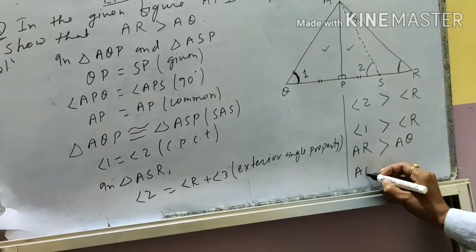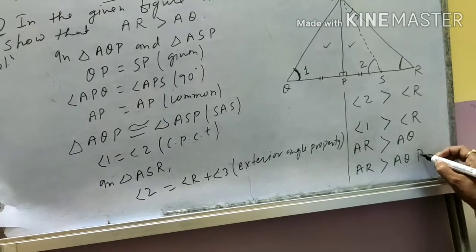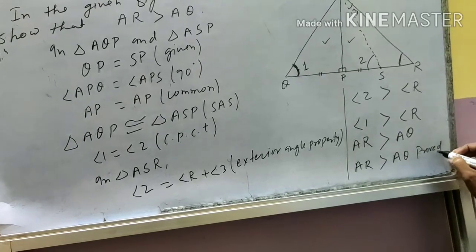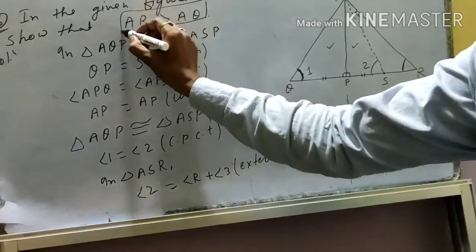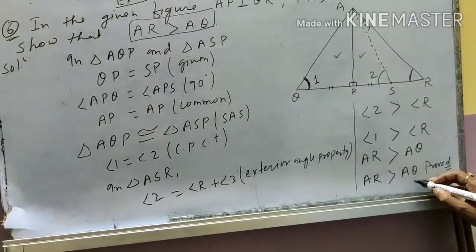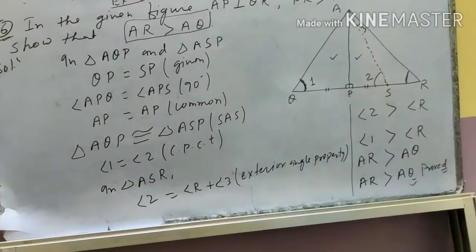So AR is greater than AQ, this is your proof. Okay student, look at the proof. This one is the proof and AR is greater than AQ. I hope, student, you will understand question number 6.